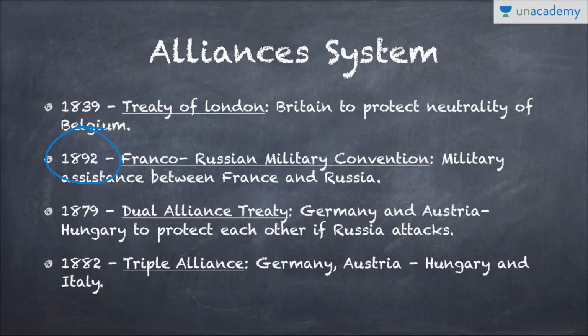Then in 1892, there was a Franco-Russian military convention, a treaty where military assistance between France and Russia would be provided. In 1879, there was a dual alliance treaty between Germany and the Austro-Hungarian Empire to protect each other if Russia attacks. And in 1882, there was a triple alliance between Germany, Austro-Hungary and Italy.